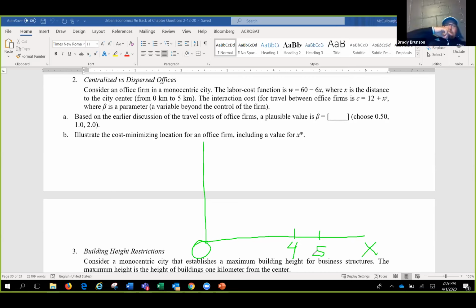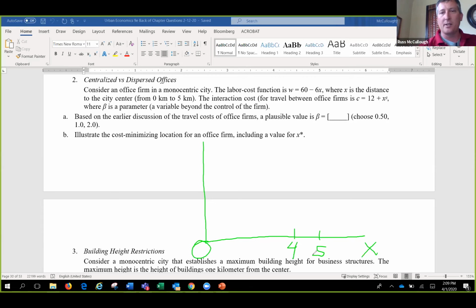So Russ, do you want us to do it for 4 or 5 or both? You can do it for both. Ultimately, we're going to end up doing it for both. But for this first part of the question, we're just thinking about which one is more plausible for travel cost of the firms. And what the author is trying to get you to think about is what does the function look like? Does it get more costly as we move from the center or less costly?